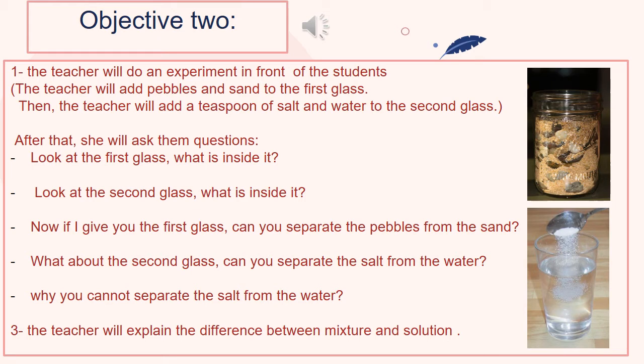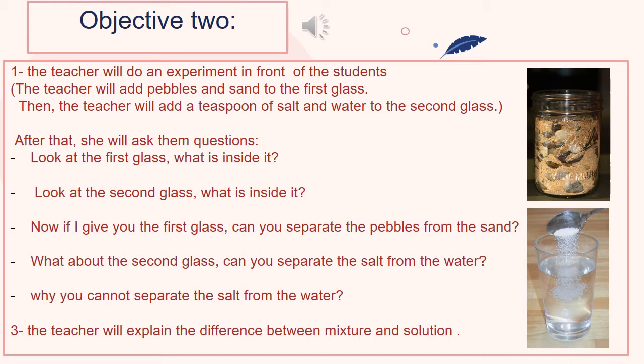Students might answer, yes, we can do that. Also, she will ask the students, what about the second glass? Can you separate the salt from the water? Students might answer, no, we cannot do that. The teacher will ask them again, why can you not separate the salt from the water? The student's answer might be, because the salt melted inside the glass.